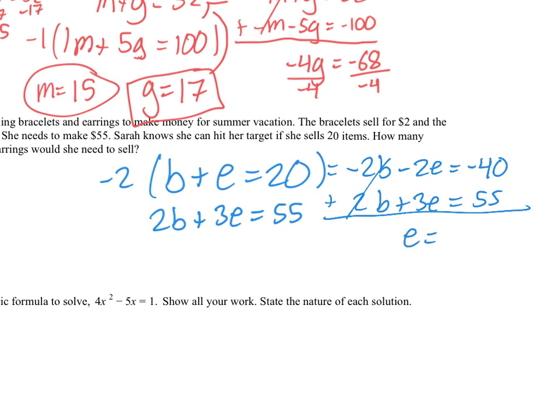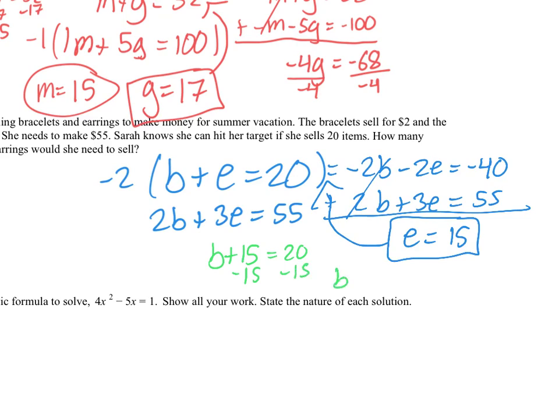This will be e. This will be 15. That's nice. E equals 15. Then I can plug this back into this guy up here. So let me put a different color. So then I have b plus 15 equals 20. Subtract 15. This ended up being really easy. B equals 5. There you go.